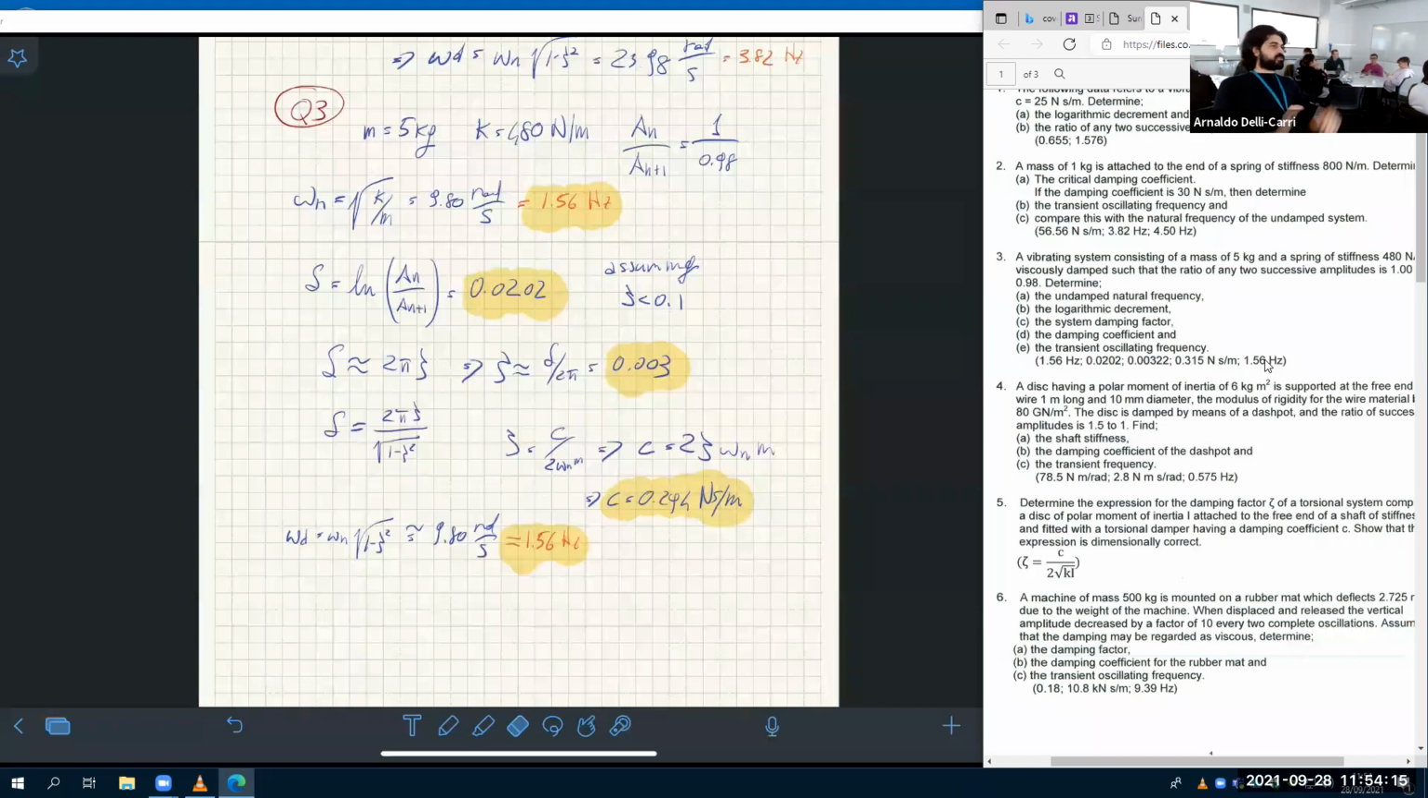Okay. Yes. Question. What are the units on the phone? The units of the last one, 1.5 hertz. I'm saying it's just 9.80 radians per second. If you divide everything by 2 pi, as I said, you get hertz.